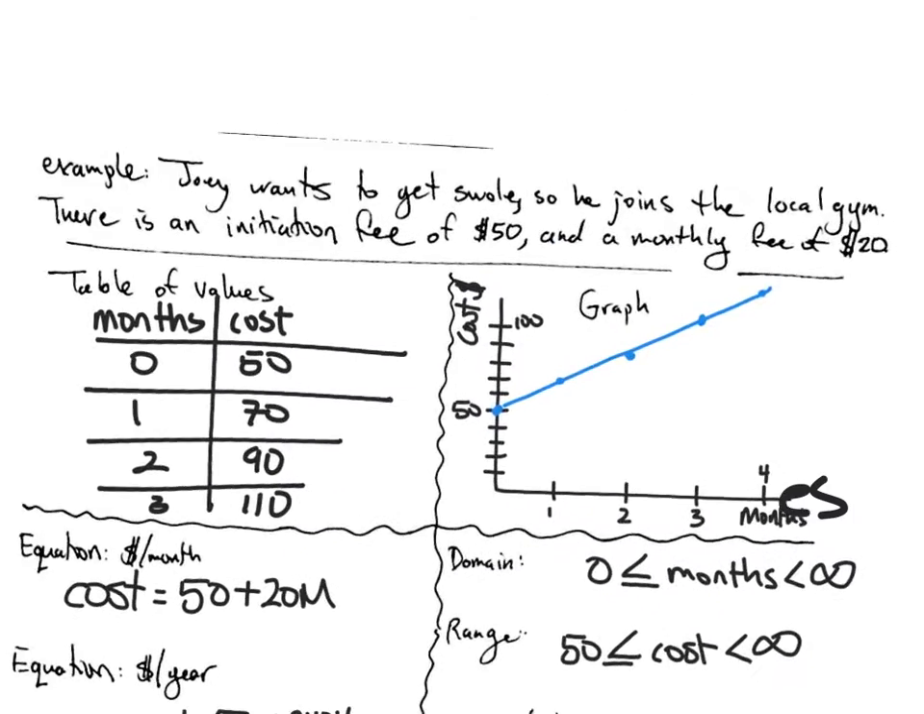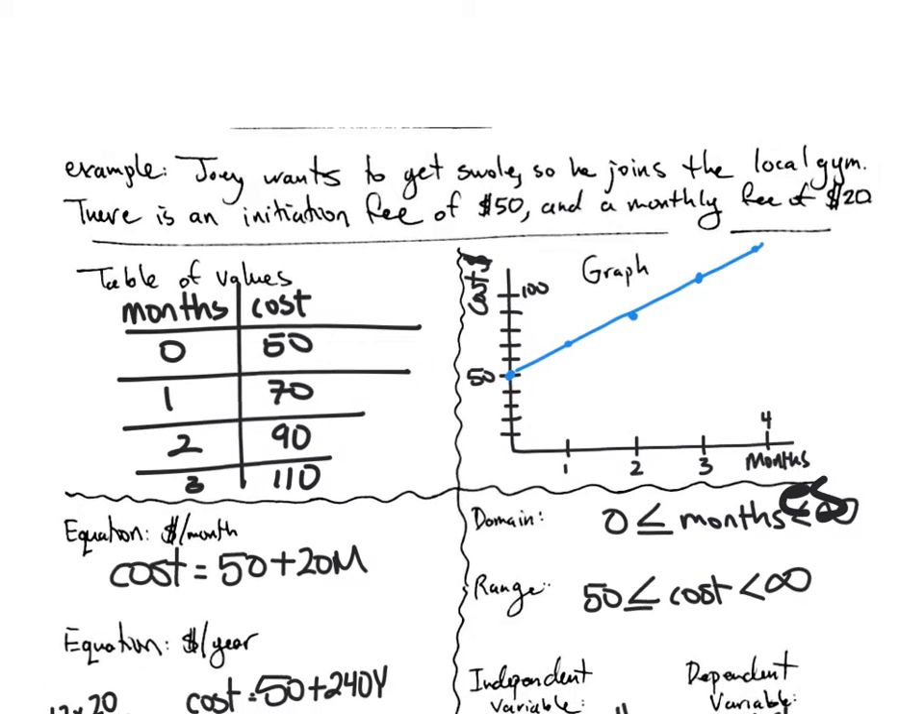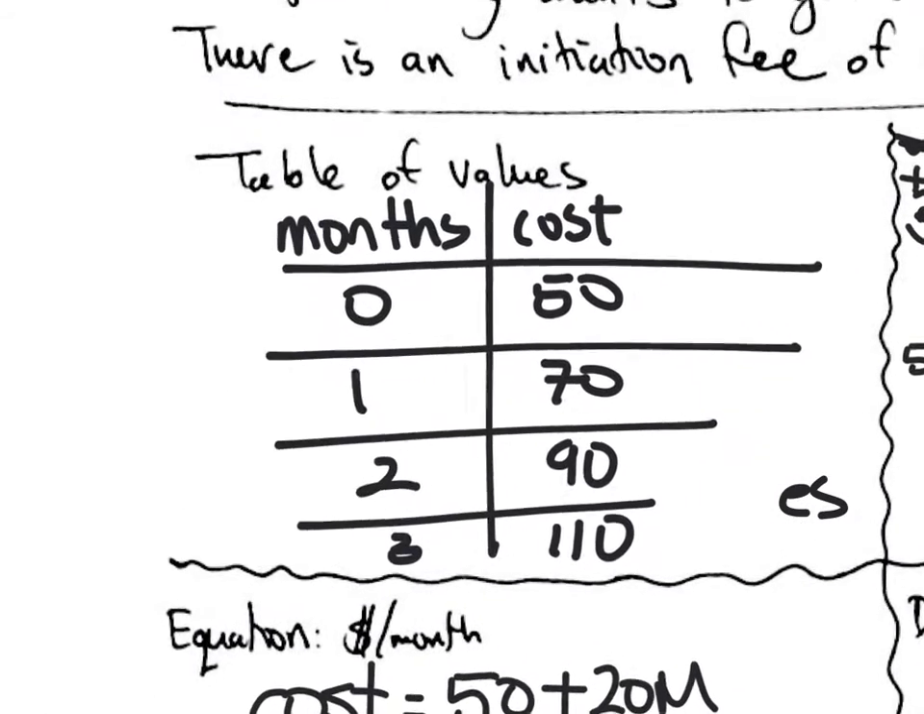That's cool. Okay, Joey wants to get swole, of course, so he joins the local gym. There's an initiation fee of $50 and a monthly fee of $20. That's pretty cheap compared to Snow Creek or whatever. So, table of values.